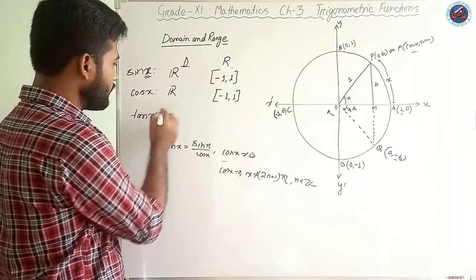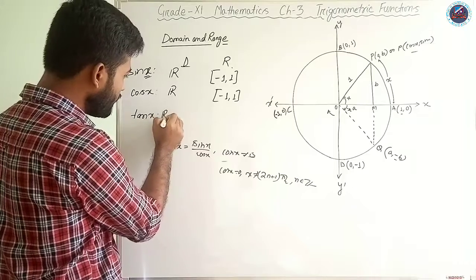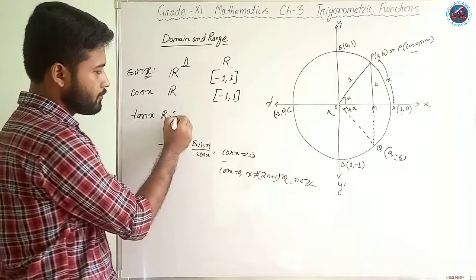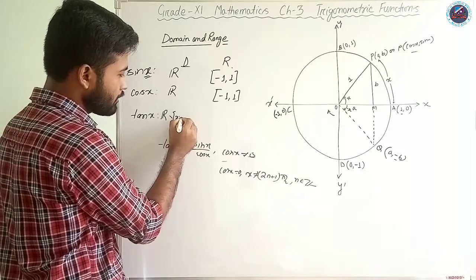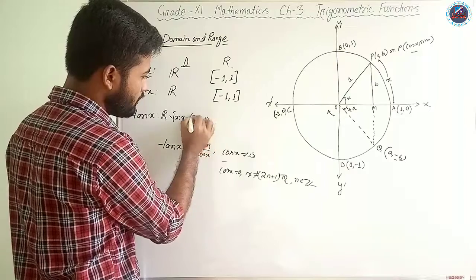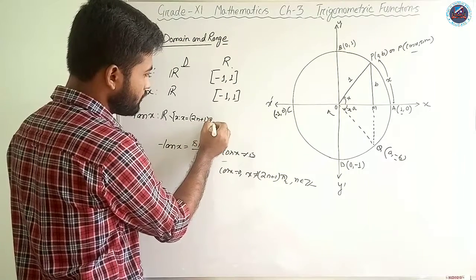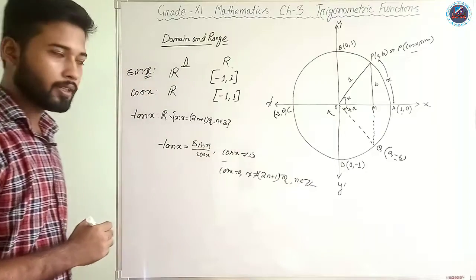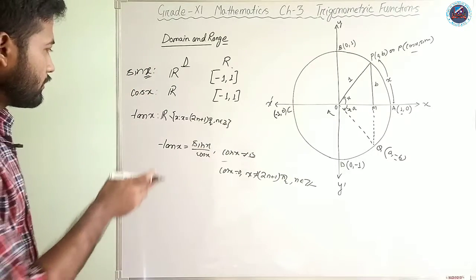So what will be the domain? The domain of tan will be the set of all real numbers except those numbers which are of the form (2n plus 1) pi by 2, where n belongs to the set of integers. Okay, so this is about the domain.